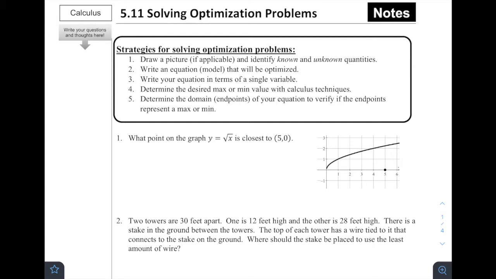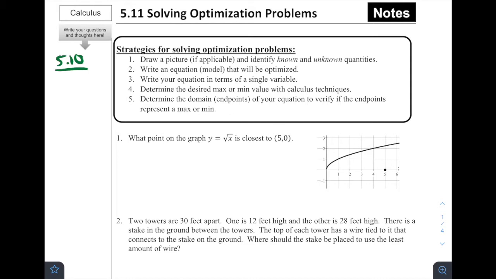All right, welcome to 5.11, which is about solving optimization problems. Once again, a reminder that this is the second video in a pair of videos. The first video was in 5.10, and if you have not watched that, I encourage you to go back and watch that. It's the intro to solving optimization problems. And in general, we're going through the strategies for solving these optimization problems.